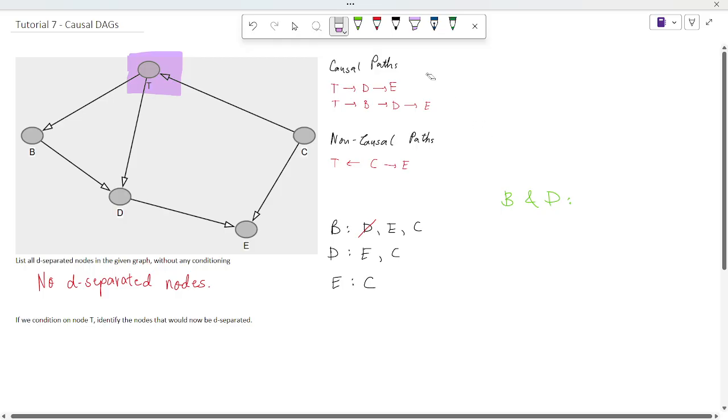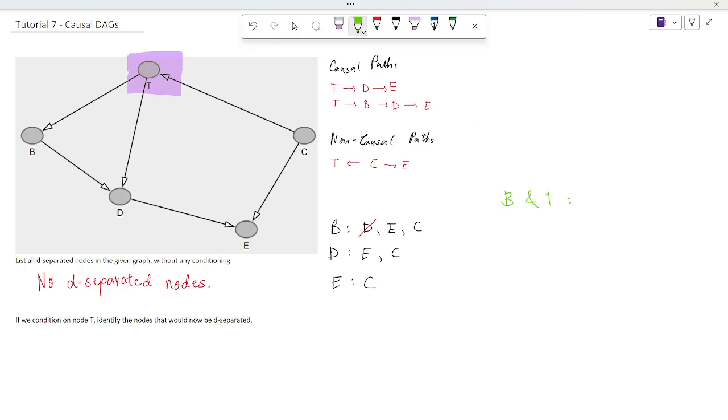All right, when you condition on some other node, the paths going through it we start ignoring, unless it's a collider. Because when you condition on a fork or a chain, the path gets blocked and the nodes become independent. But when you condition on a collider, the path that was already blocked becomes open. So this is the key difference to remember.